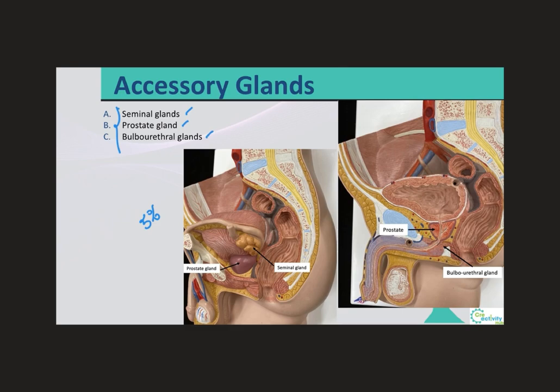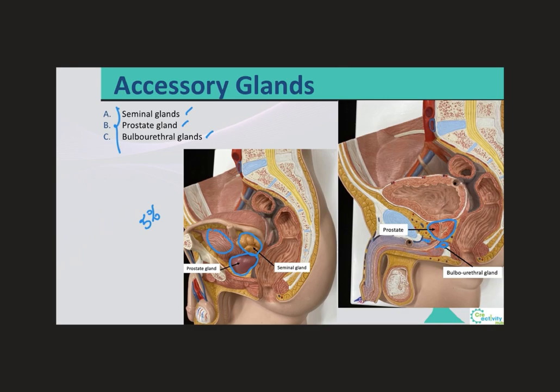We can see them in these images. Here is the seminal gland, which can only be seen on the lateral view. The prostate gland is located below the urinary bladder, also on a lateral view. However, on a mid-sagittal view, we can also see the prostate gland. And right over here, where we have the urogenital diaphragm, we can see the tiny little bulbourethral gland.